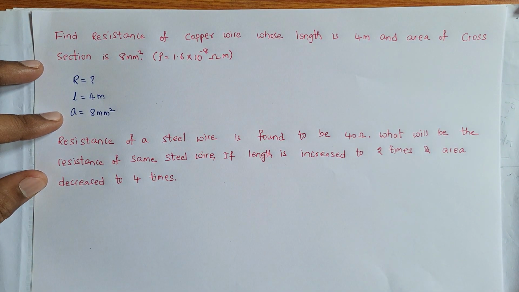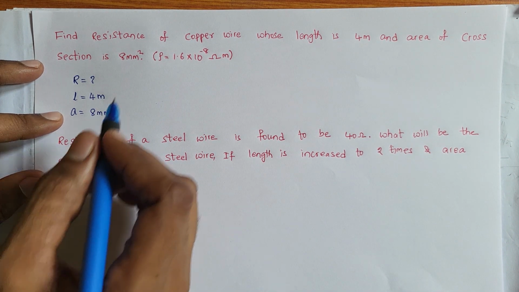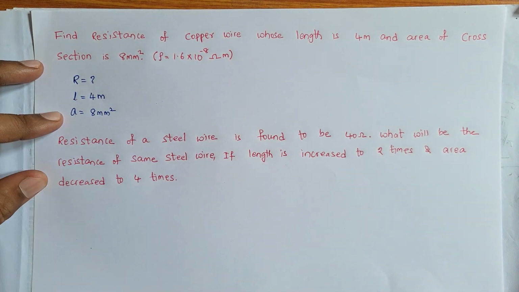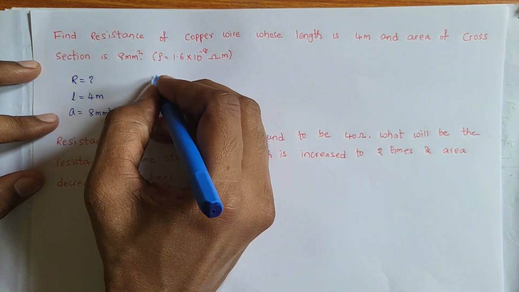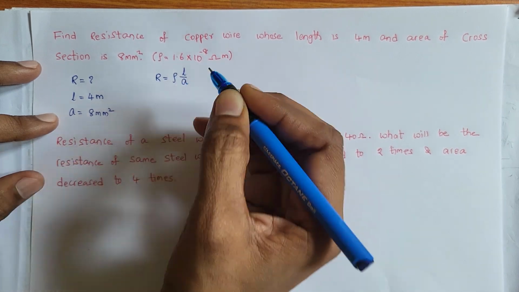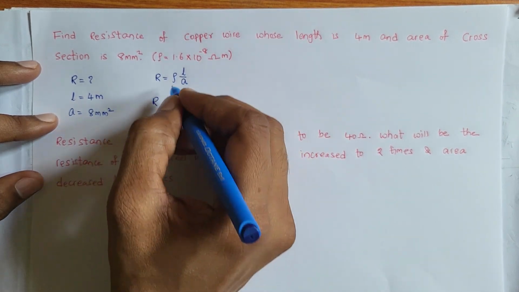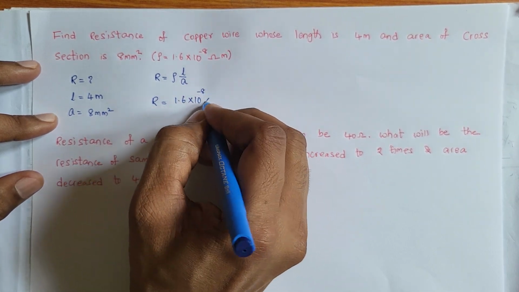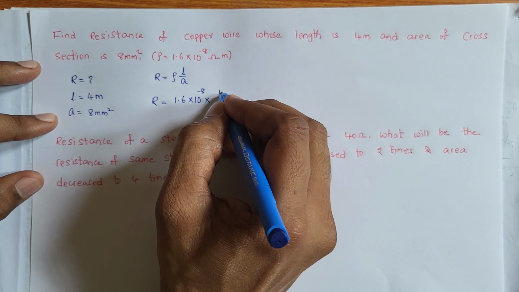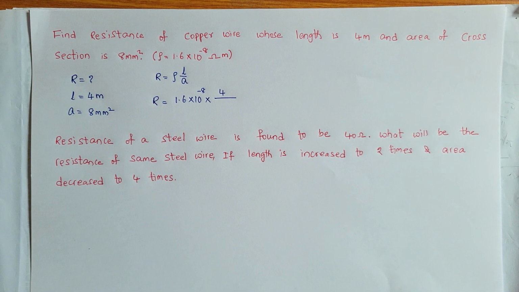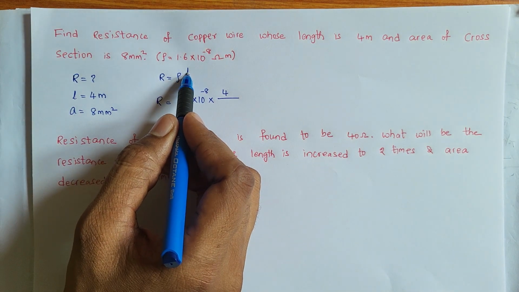Now, what we have to find? We have to find the resistance. Do you have rho? Yes. L, yes. A, yes. Direct substitution only. Okay. So R formula is R is equal to rho L divided by A. So R is equal to rho value is 1.6 into 10 to the power of minus 8 into L value, it is 4 meters divided by area, millimeter square. See, length is also SI unit, resistivity is also in SI unit.